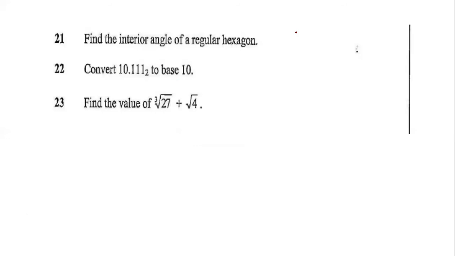Question 21 reads, find the interior angles of a regular hexagon. Now we know that for you to find the interior angle of a regular hexagon, you first of all have to know the sum of all the interior angles of a hexagon. So hexagon simply means 6 sides. All right, then the formula to use for sum of all interior angles will be given by (n minus 2), in brackets. Then you multiply this one by 180. All right, so since n means number of sides, we are going to say 6. So this one will be 6 minus 2.